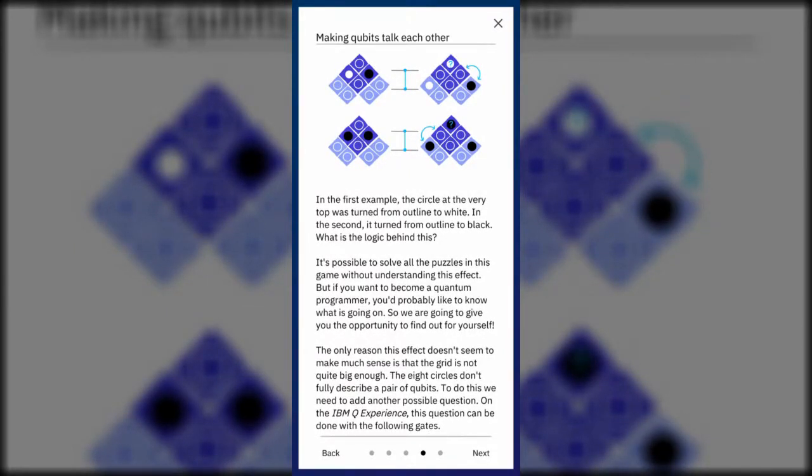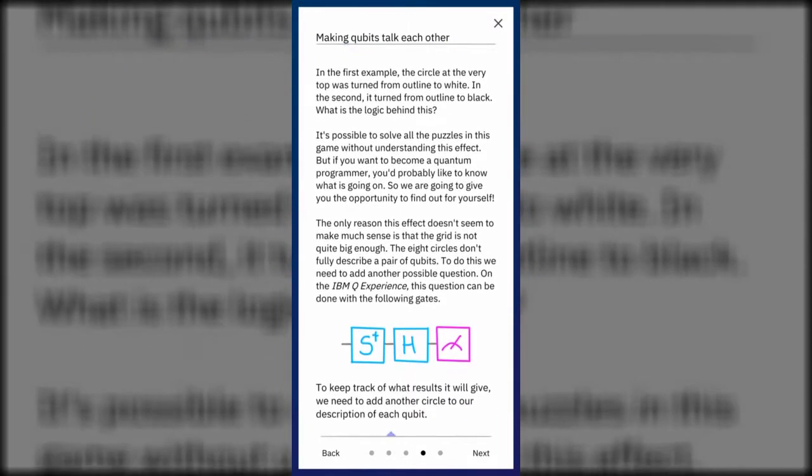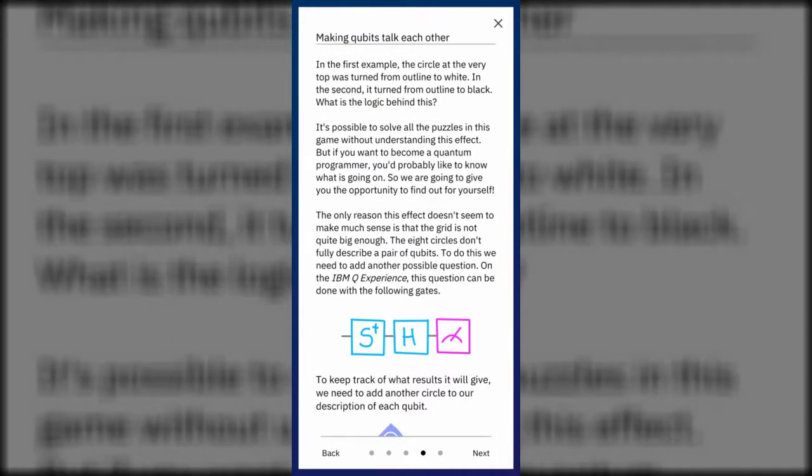It's the first example. In the first example, the circle at the very top was turned from outline to white, and the second it turned from outline to black. What is the logic behind this? It's possible to solve all the puzzles in this game without understanding this effect. But if you want to become a quantum programmer, you would probably like to know what is going on. So we're going to give you the opportunity to find out for yourself.